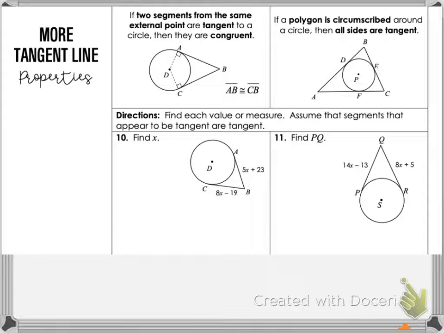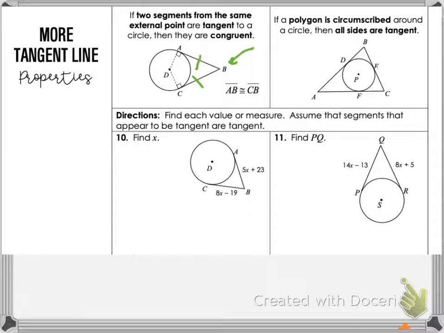Okay. More tangent line properties. If two segments from the same external point, so in this drawing here, this would be the external point B, are tangent to a circle, then they are congruent. So when you have some point out here, and you have tangent lines intersecting at that point, these line segments are congruent.